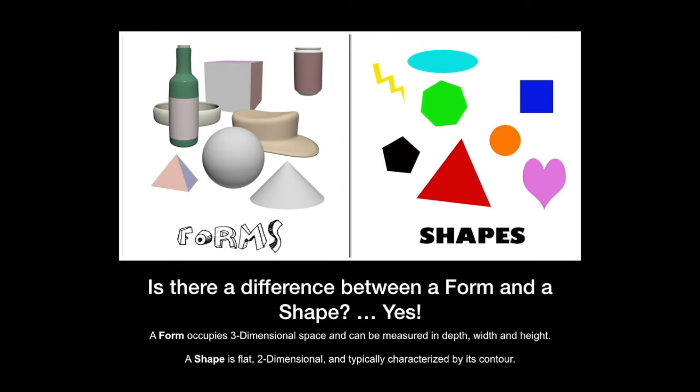Is there a difference between a form and a shape? Yes. A form occupies three-dimensional space and can be measured in depth, width, and height. A shape is flat, two-dimensional, and typically characterized by its contour. You can notice that the forms on the left have shading around the edges.